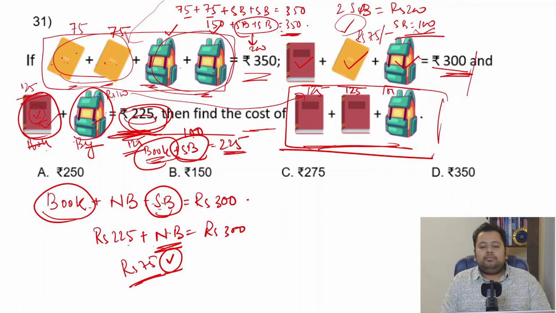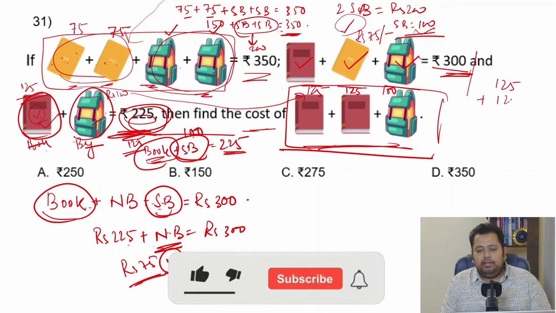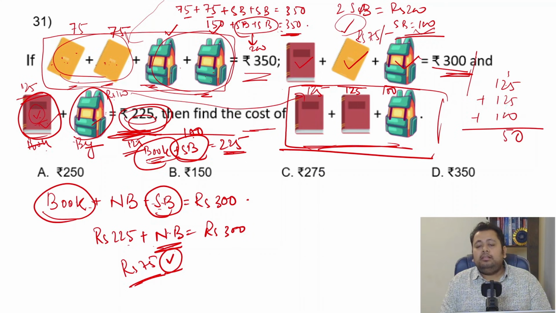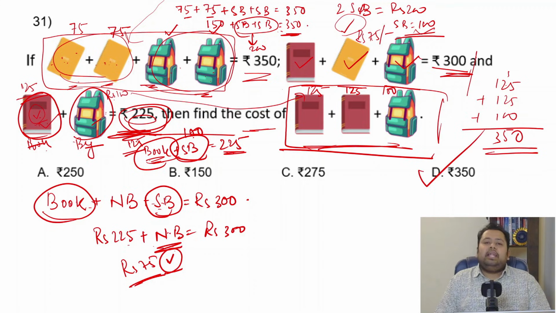And this is 100. Now if I do an addition of 125 plus 125 plus 100, right? If I do this addition, this becomes 10. 1 carries over. 2 plus 4, this is 1. This is 5. This is 3. Rupees 350. So option number D is your correct answer.